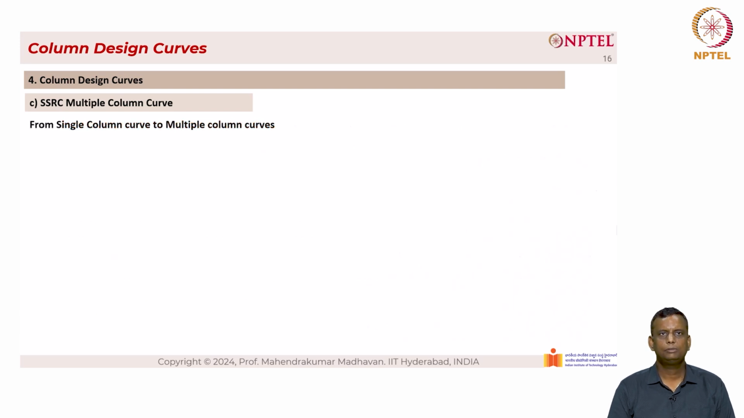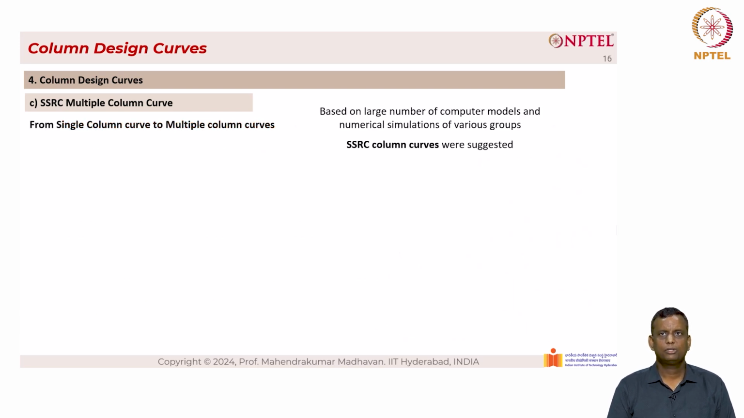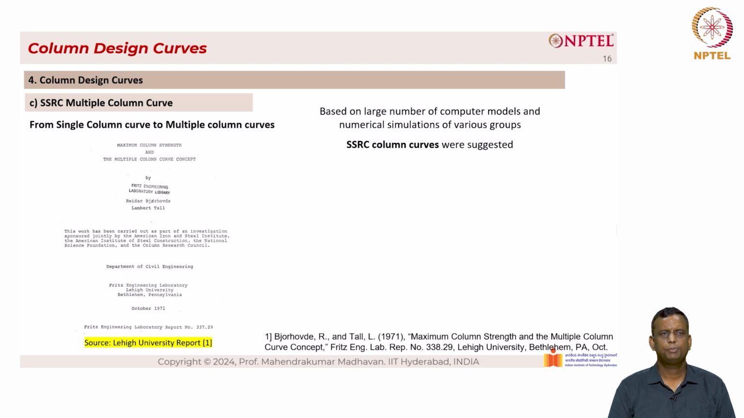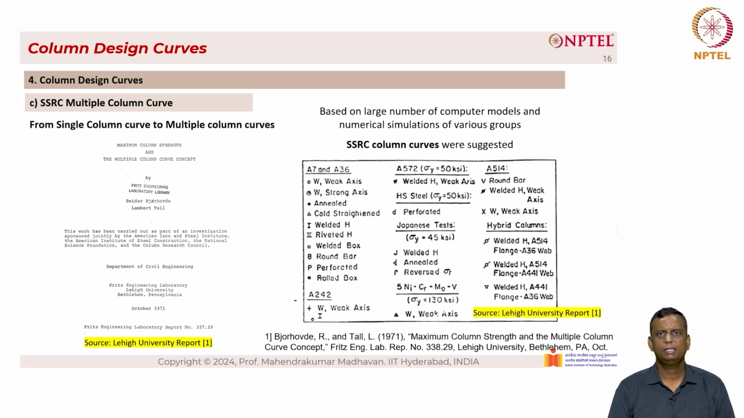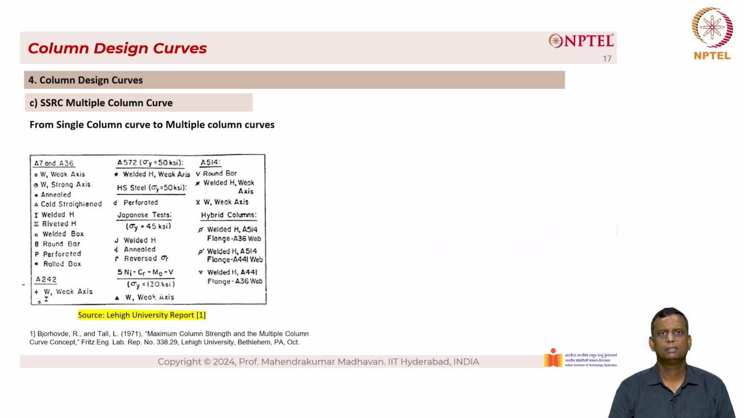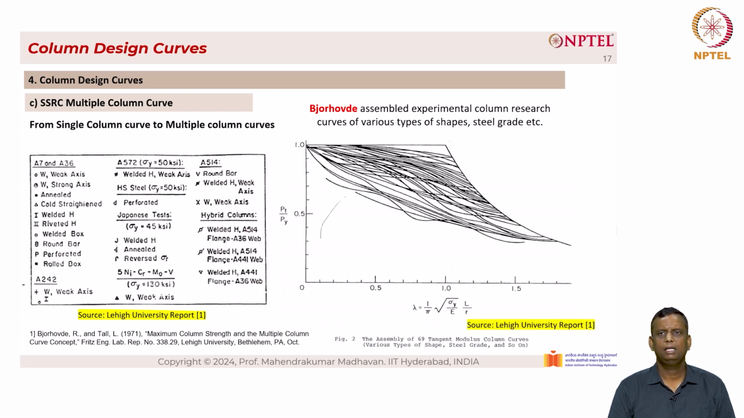Now the move from a single column curve to multiple column curves was based on a large number of computer models and numerical simulations of various groups. SSRC column curves were suggested. This is based on the research report carried out at Lehigh University. The research report is shown here by Bjorhovde et al. in 1971. You can see a number of columns with various configurations have been tested. So Bjorhovde assembled experimental column research curves of various types of shapes, steel grade, etc., and he got multiple column curves. You can see the number of column curves on the right hand side of this figure.